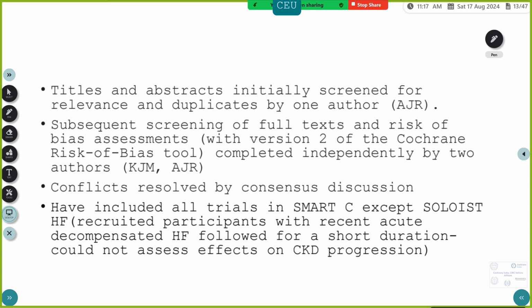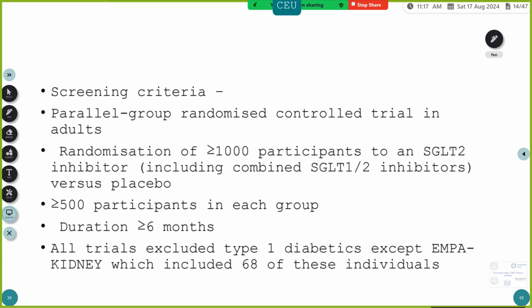So we know that there are 12 trials in this. In the CKD systematic review, there were 13 trials. So this was the trial that was excluded, the SOLOIST-HF trial, and they excluded it because it was followed up for a short duration, so they could not assess effects on CKD progression. We'll come to what the screening criteria was in the subsequent slide.